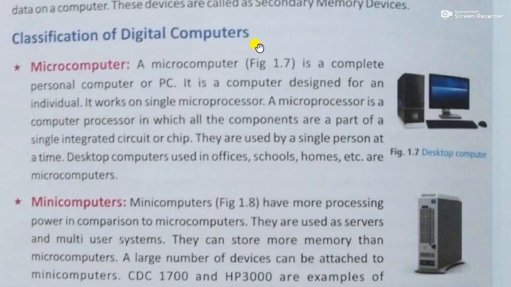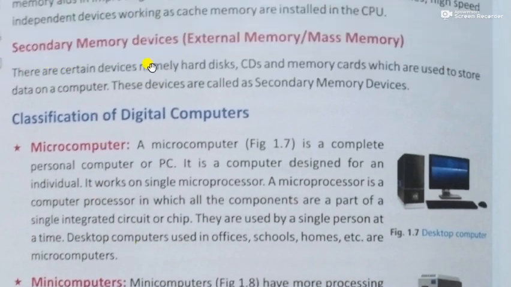Classification of digital computers. Microcomputer. A microcomputer is a complete personal computer or PC. It is a computer designed for an individual. It works on a single microprocessor. A microprocessor is a computer processor in which all the components are part of a single integrated circuit or chip. They are used by a single person at a time. Desktop computers used in offices, schools, homes, etc. are microcomputers.